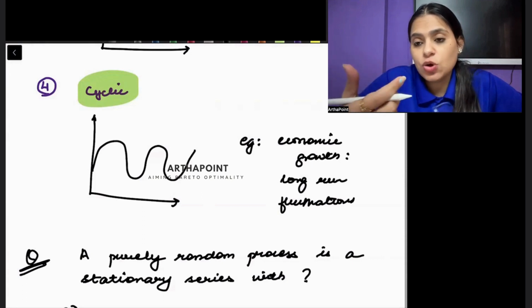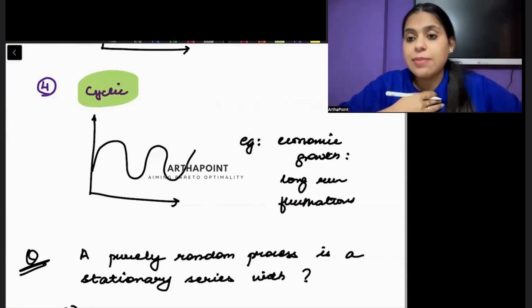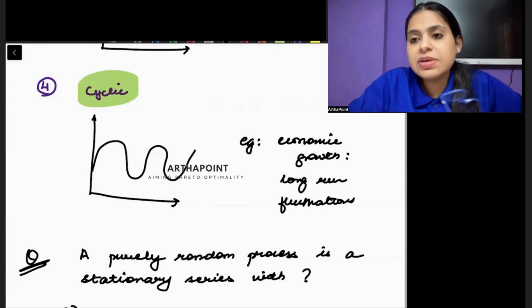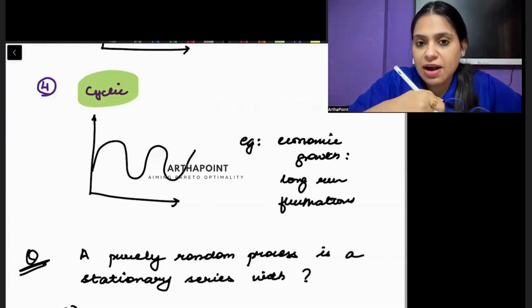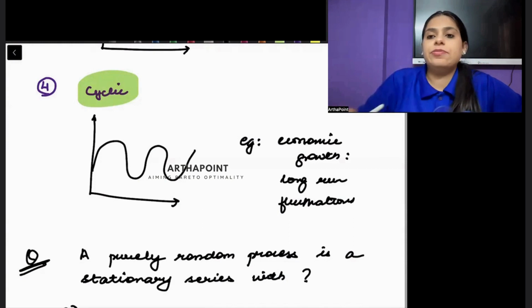हर बारी same नहीं होगा. Unlike the ice cream example, जिसमें हर winter में demand was falling and every summer demand was increasing, that is not going to be the case here.